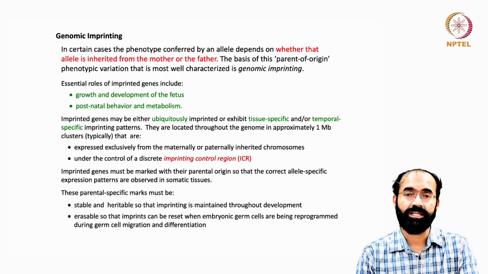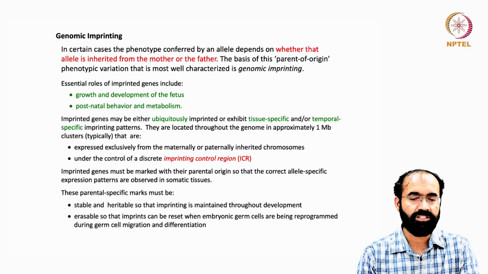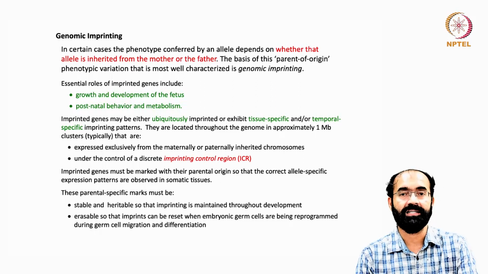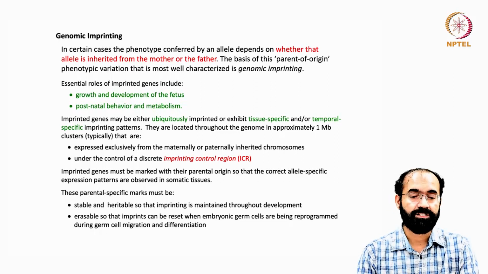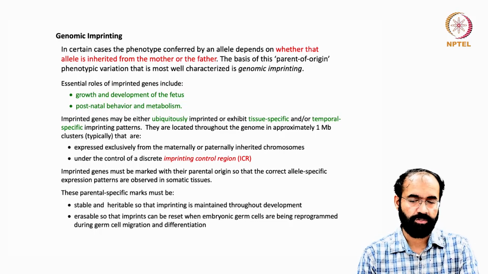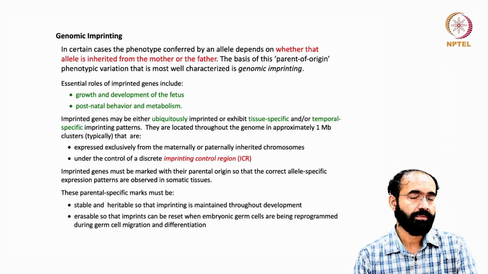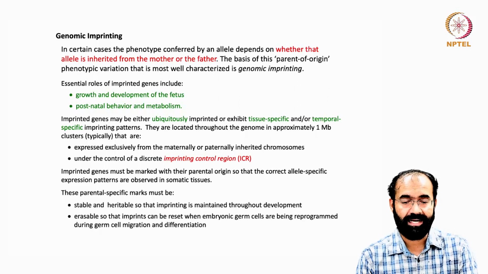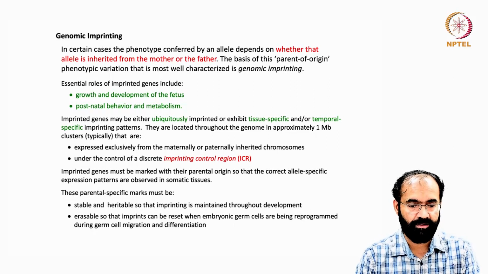So they can work in both a spatial and temporal fashion, and they are located throughout the genome in approximately 1 MB clusters, meaning 1 megabase or 1 million bases typically, that are expressed exclusively from maternally or paternally inherited chromosomes. So the imprinted genes are not an isolated island, although they are secluded from the rest of the chromosome, the area is pretty big. 1000 bases is 1 kilobase, 1000 kilobases is 1 megabase. So the effect will be spread over that much span.